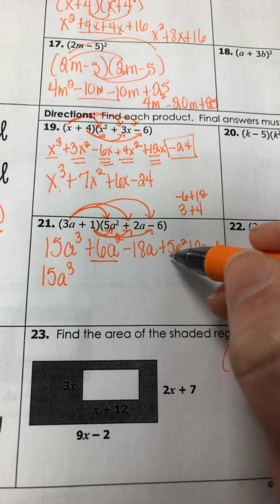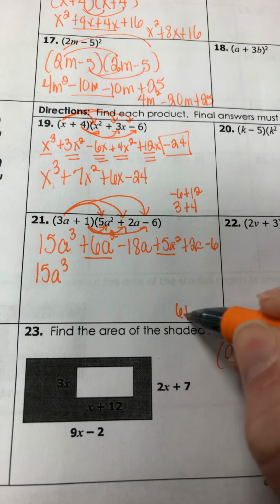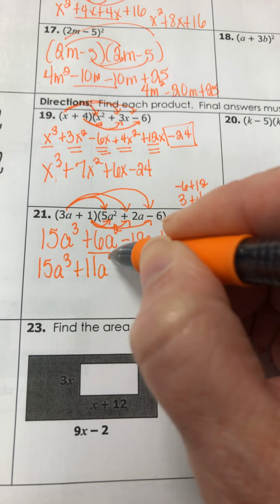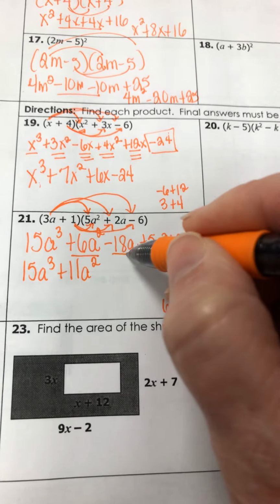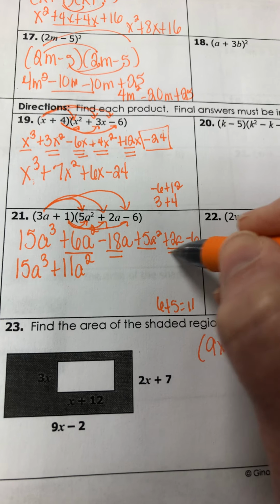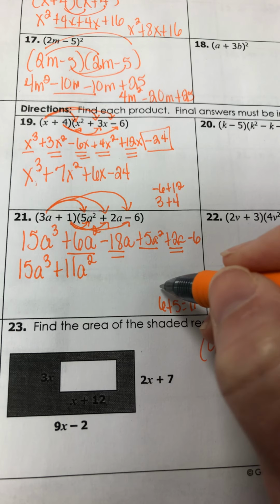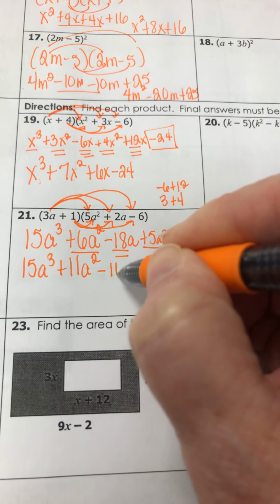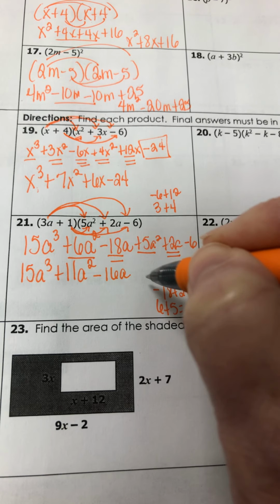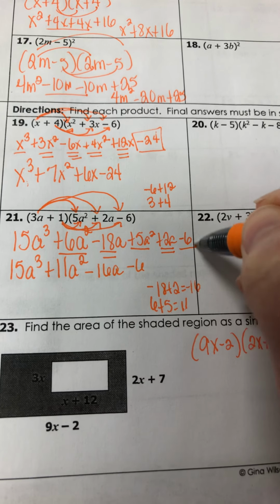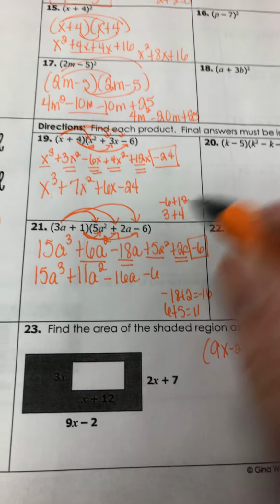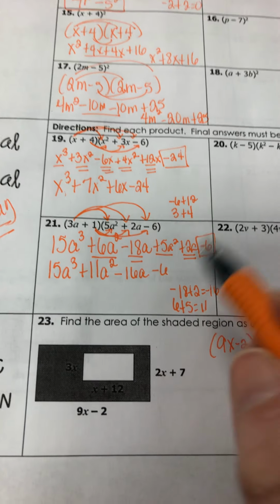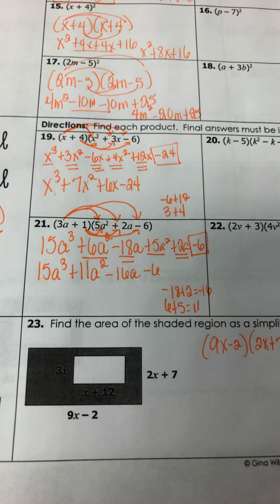Then I've got 6a squared and 5a squared. 6 plus 5 is 11. So that's going to be a positive 11a squared. Then I've got negative 18a and positive 2a. So negative 18 plus 2 is negative 16, so negative 16a. And then finally I have my constant term, just one of them, which is a minus 6. So again, I have a degree 3, which is cubic, and 1, 2, 3, 4 terms, a cubic polynomial.